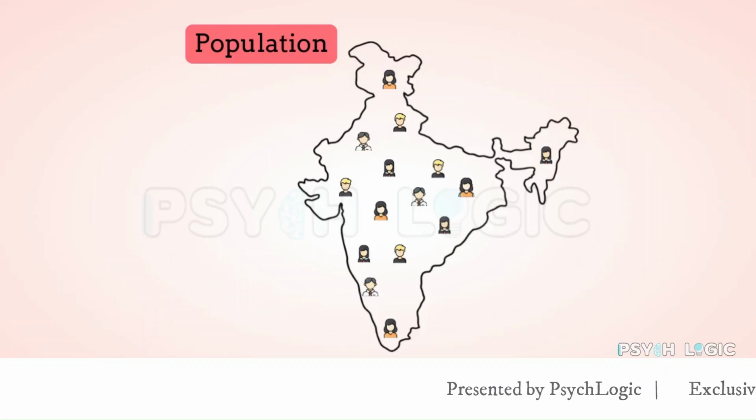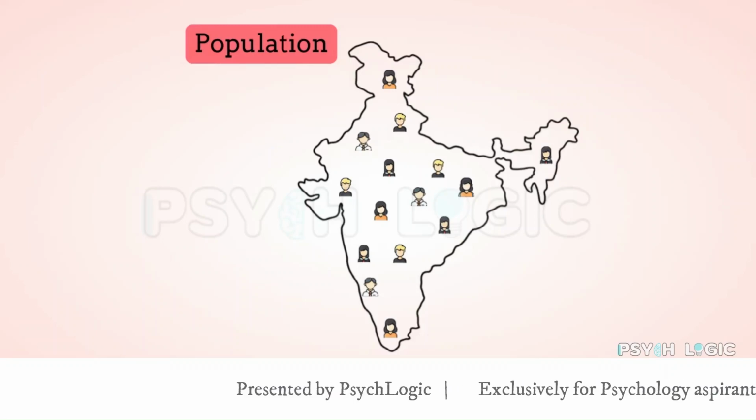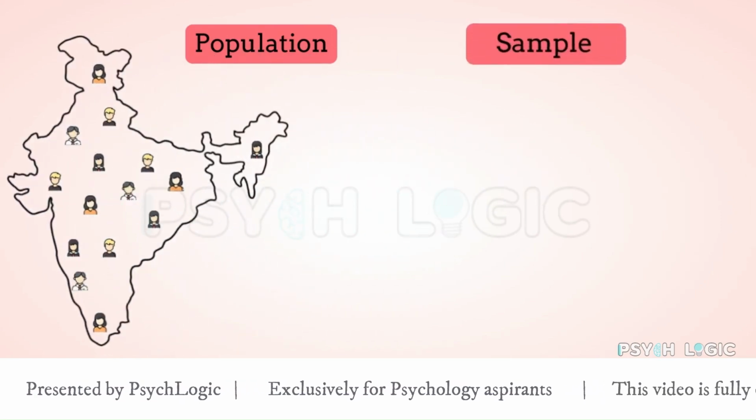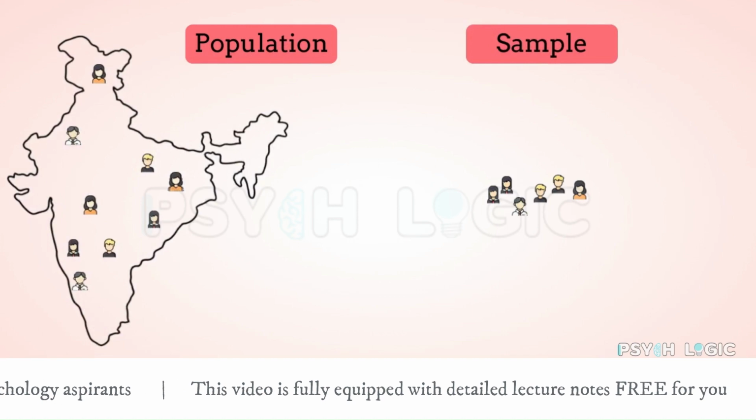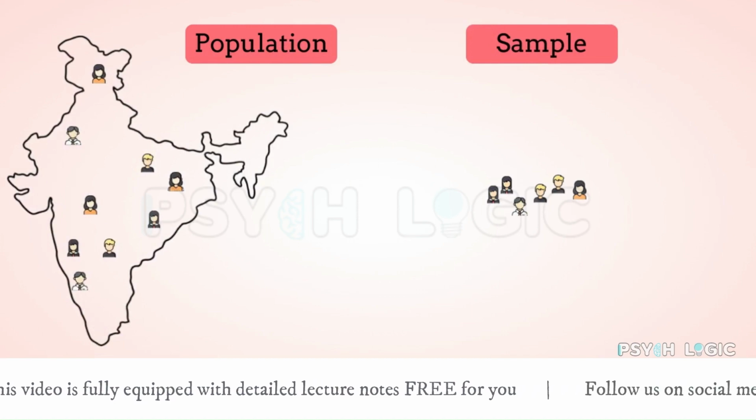Population refers to the group of people that we want information about, and a sample refers to the part of the population that we take out to examine and draw conclusions from.